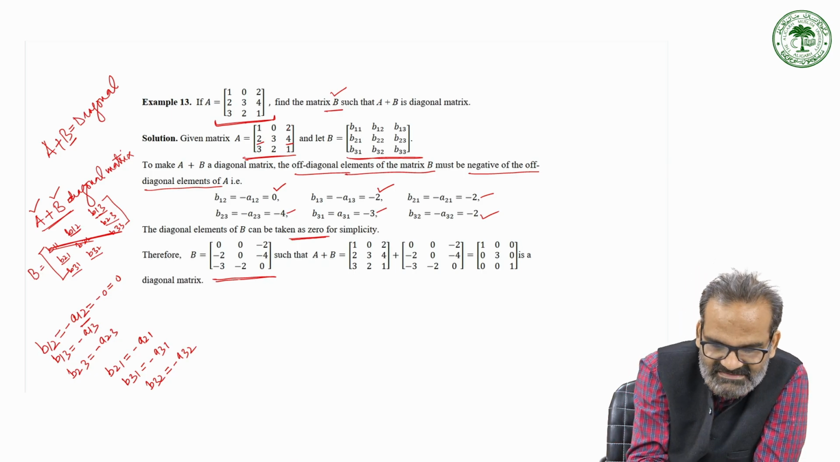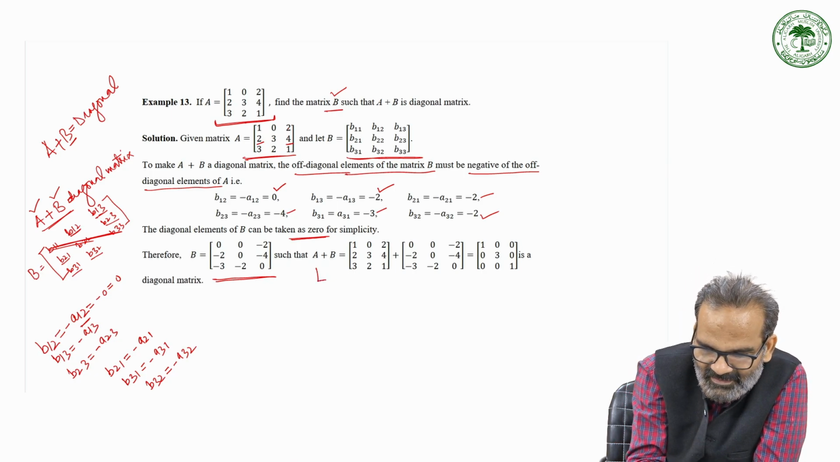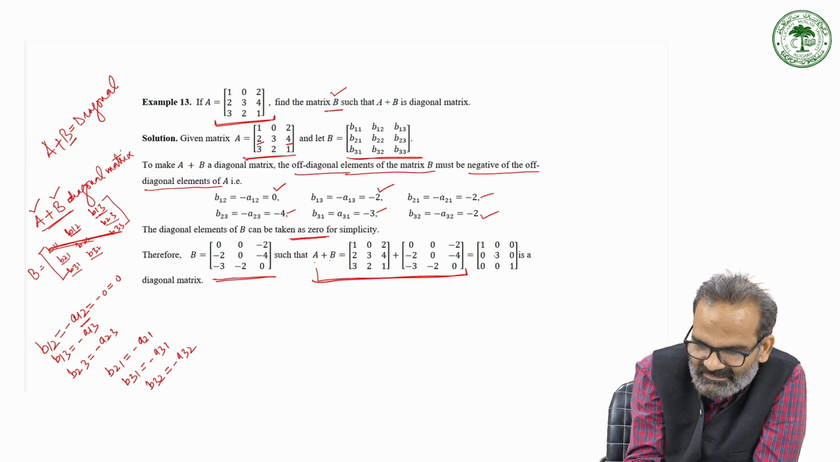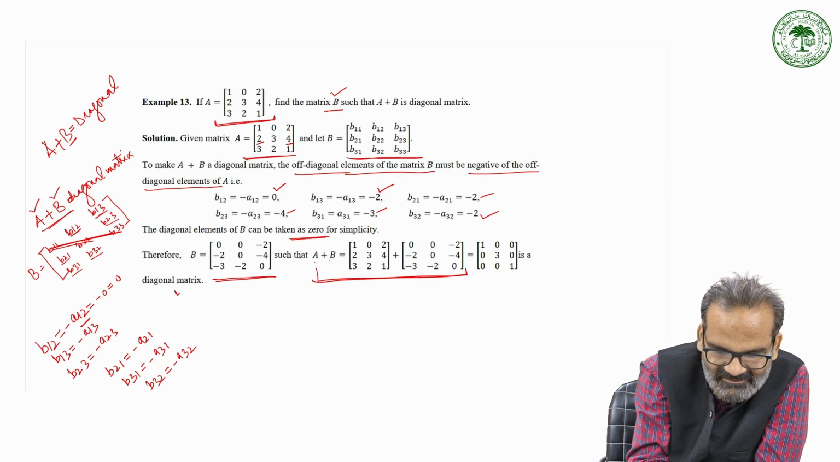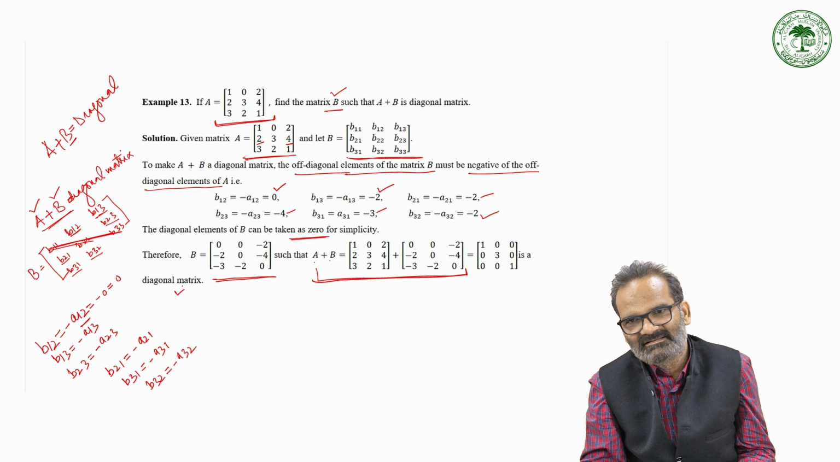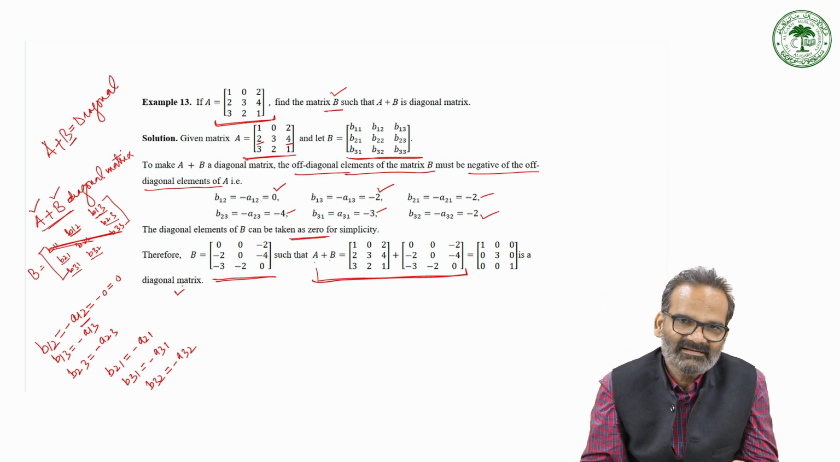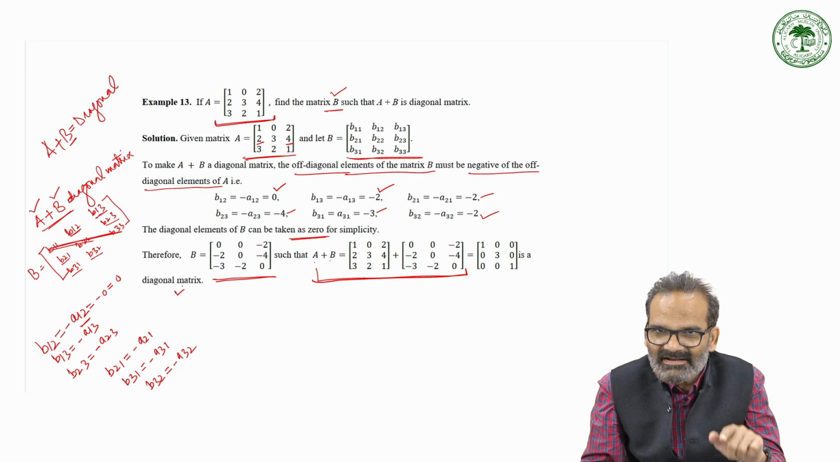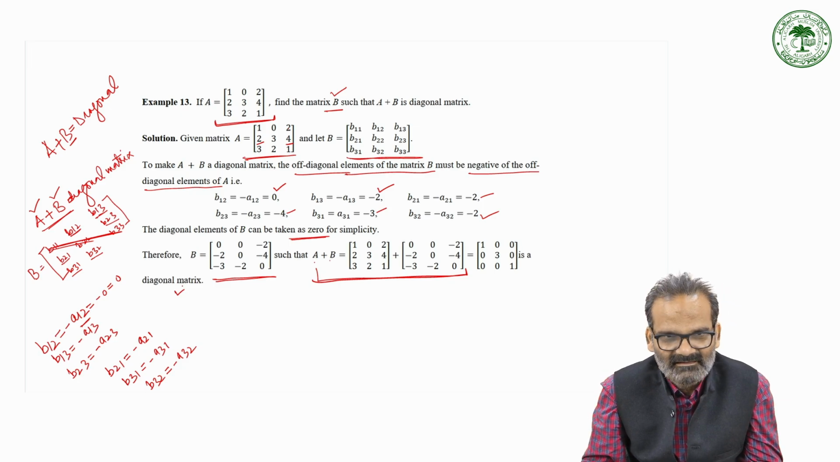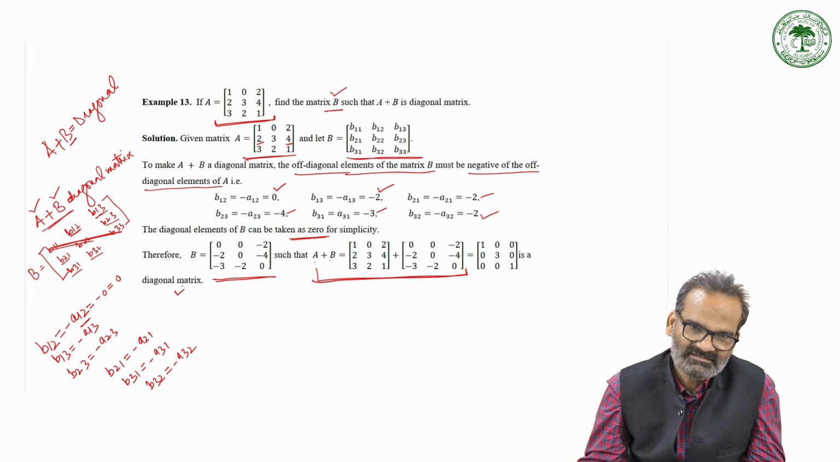See, if B is this, then what is the value of A plus B? This is A, this is B, A plus B. A plus B is coming out to be 1, 3, 1. It's a diagonal matrix, right? So this is how we can find a matrix B which, if added to a matrix A, makes the sum A plus B a diagonal matrix.